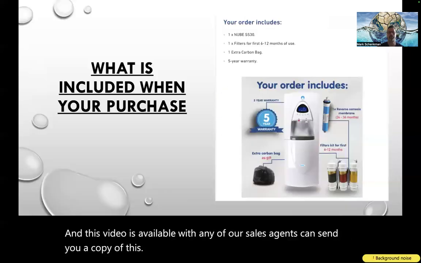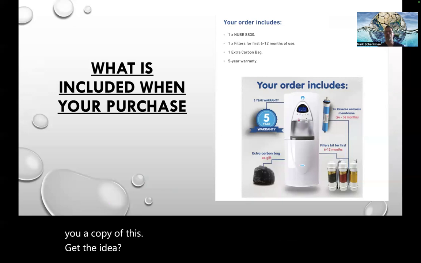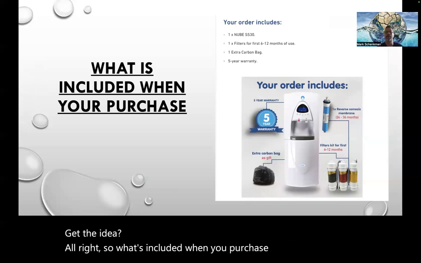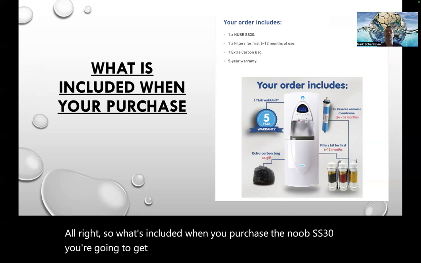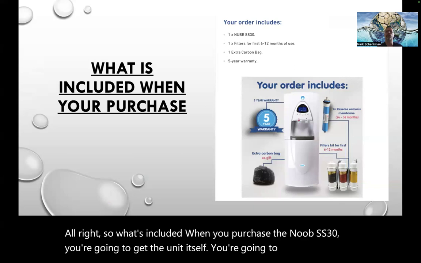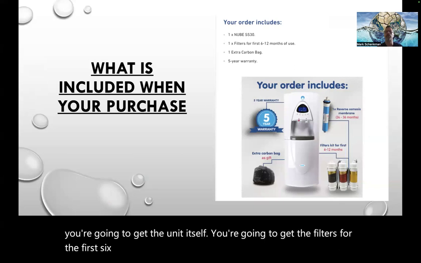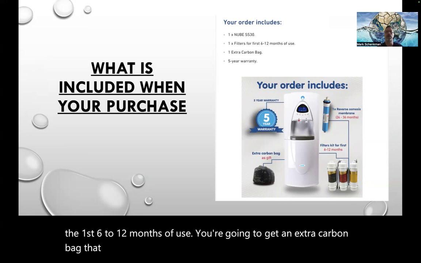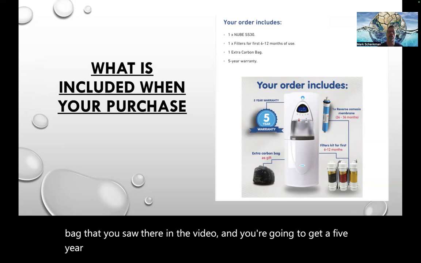You get the idea. All right, so what's included when you purchase the Nube SS30? You're going to get the unit itself. You're going to get the filters for the first 6 to 12 months of use. You're going to get an extra carbon bag that you saw there in the video, and you're going to get a 5-year warranty. All of this comes standard with any purchase.